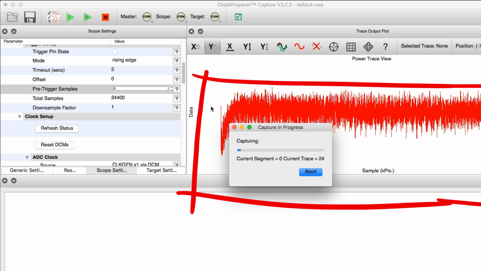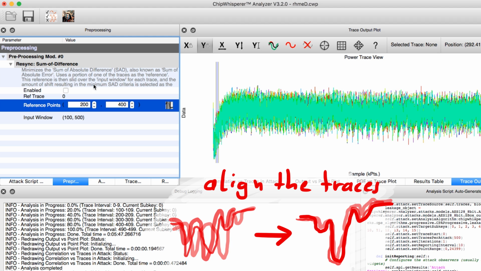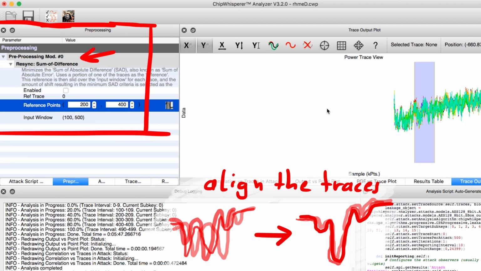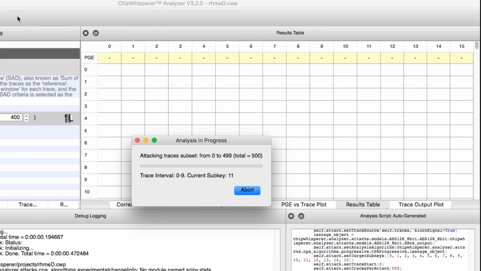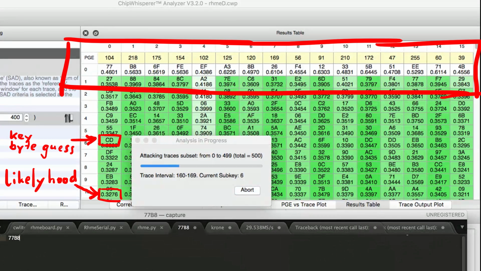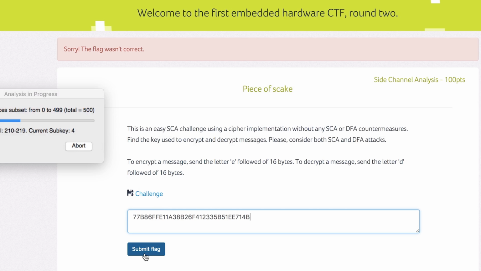Anyway, once the whole setup was correct and working, and I clicked start to collect the traces, it started to look really good. Once you have a nice set of traces, you have to align them because the trigger is not perfect in time, but there are modules for that. And then you can run the analysis and the key magically pops out. There it is. I transcribed the key and handed it in.